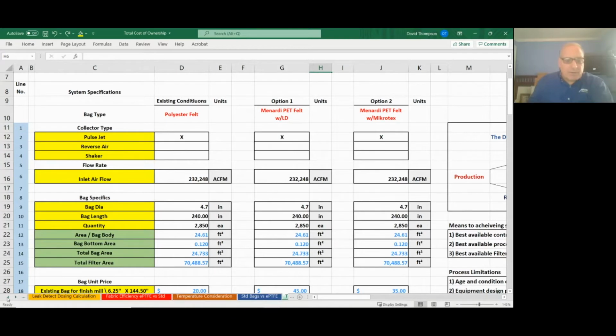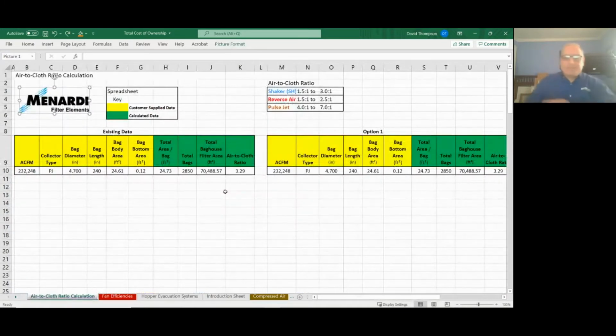If we don't have enough filter area to handle the incoming airflow, then of course we're going to have problems with differential pressure. We're going to have problems with fan efficiencies, and we're going to have problems with compressed air use. So we look at those things. We put the data in to calculate air to cloth ratio. And on this particular sheet, it's going to be the same no matter what type of bag, because it's the same number of bags that are the same size, independent of the type of bag that it is.